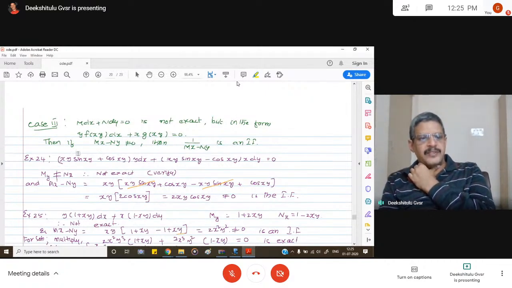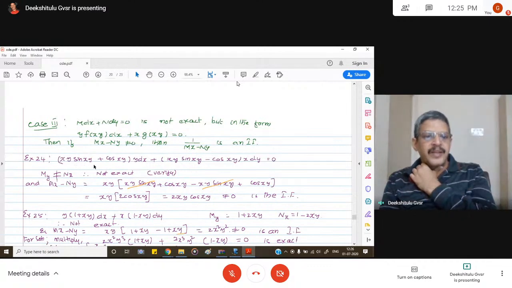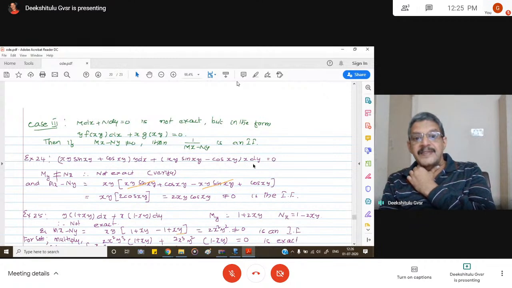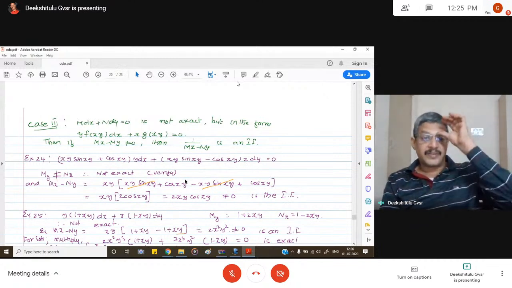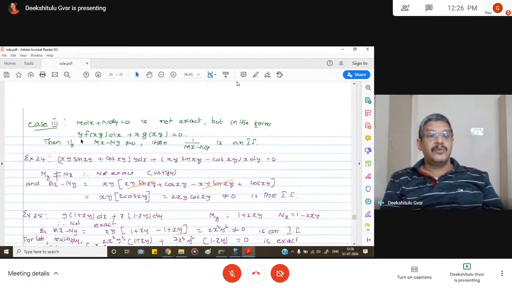So some function of x into y. See here how the terms are. First, y into dx is there, and the other terms are functions of x into y. Just by looking at the equation, you can identify x into y, x into y, x into y, y dx. And here again x into y, x into y, x into y, and x dy. This is the structure, so it is in the form y into f of xy dx plus x into g of xy dy is equal to 0.